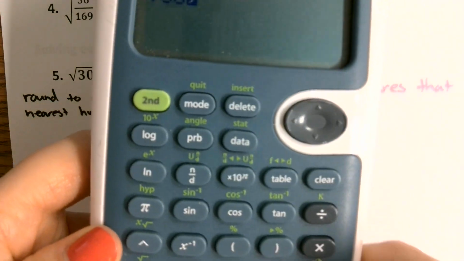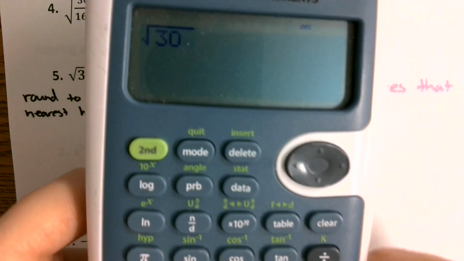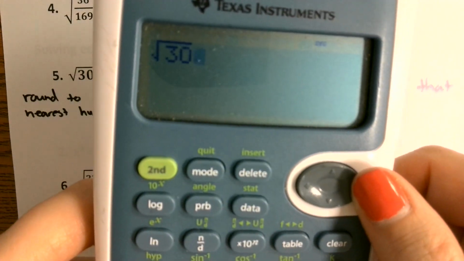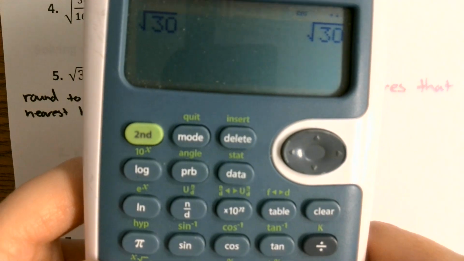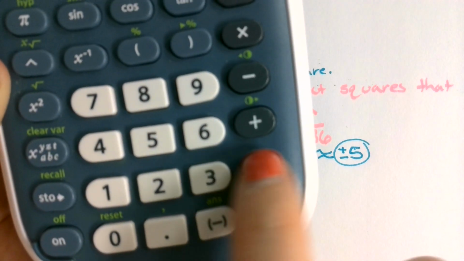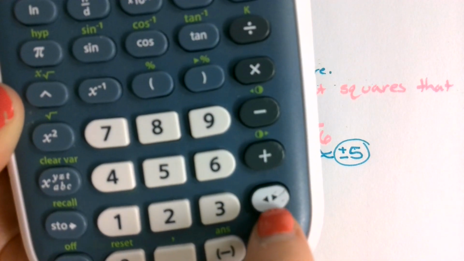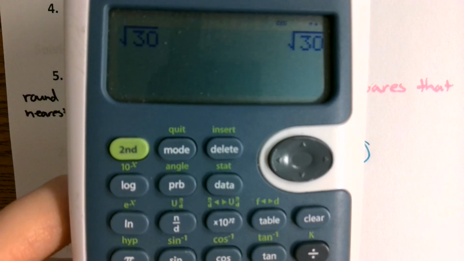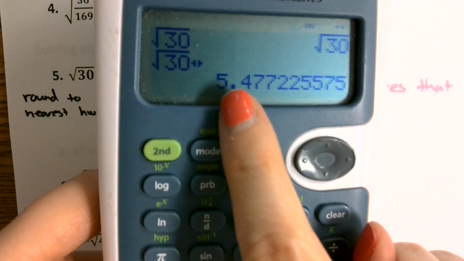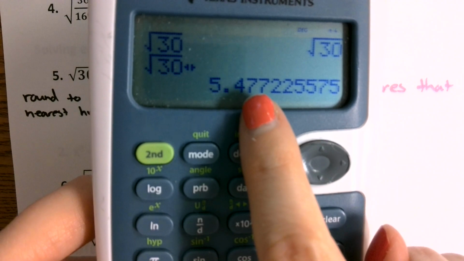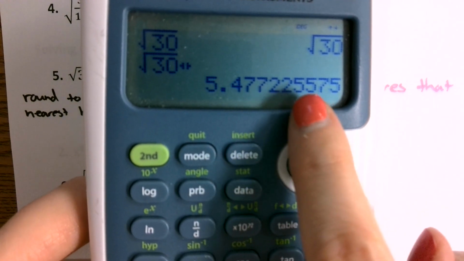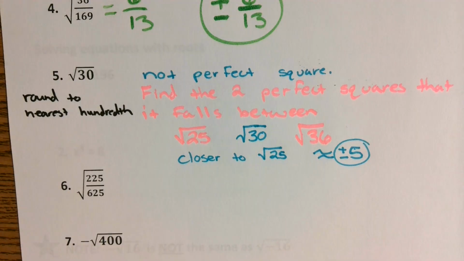You're going to type 30. Then you're either going to hit enter, and then you're going to hit your conversion button. That double arrow button will allow you to convert. And we got 5.4772255575. It just keeps going on.